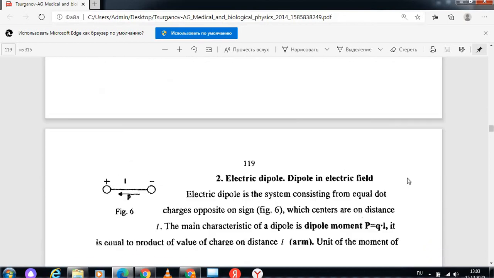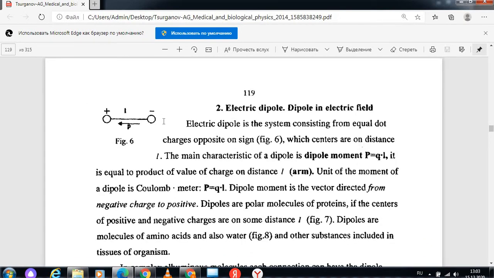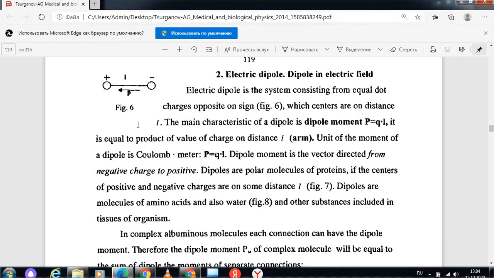Yes, so the electric dipole. We are going toward our explanation of the electrocardiogram, and we need to talk about the electric dipole. Dipole in an electric field, what is that? An electric dipole is a simple system consisting of two equal point charges, opposite in sign, here on figure 6, whose centers are at a distance L between them. We could call it the shoulder or arm.